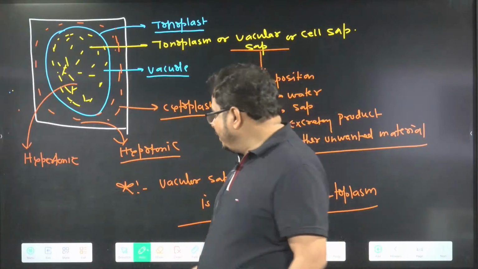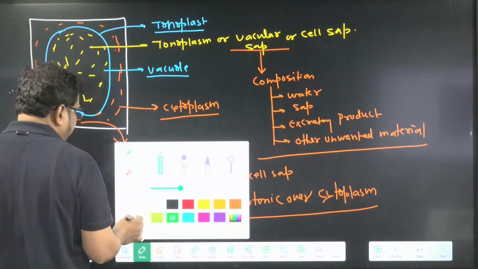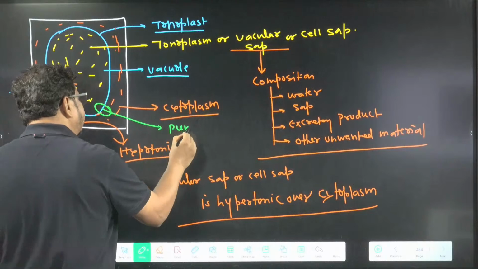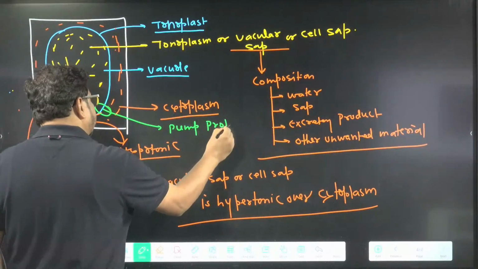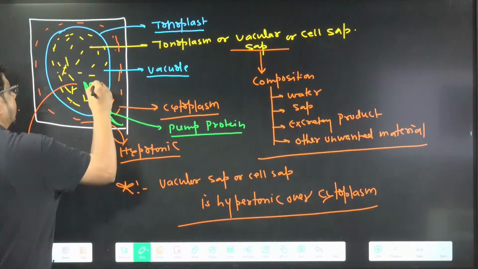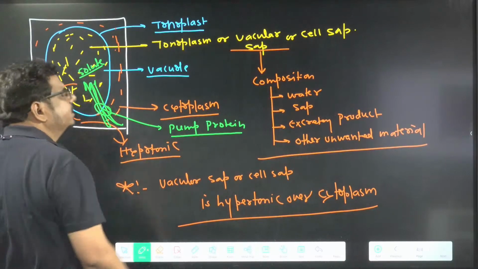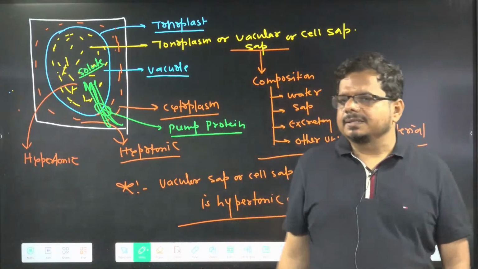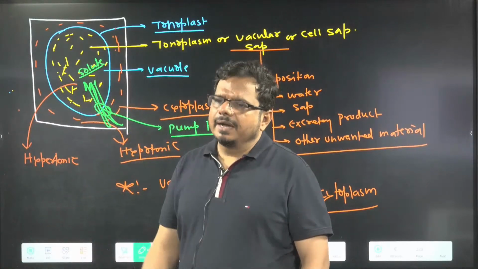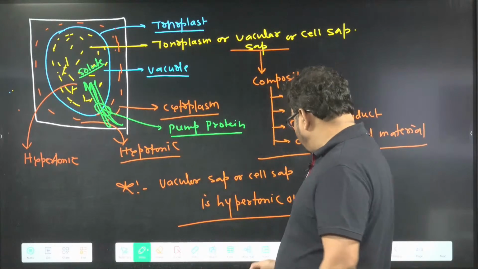Now the question arises, how is it possible? Once again, with the help of which protein? Pump protein. Pump protein means against the gradient. The protein that works against the gradient is pump protein. So it is actively pumping solute into the vacuole from the cytoplasm. And in such a way, the concentration of vacuolar sap is hypertonic over the cytoplasm. So large central vacuole is over.